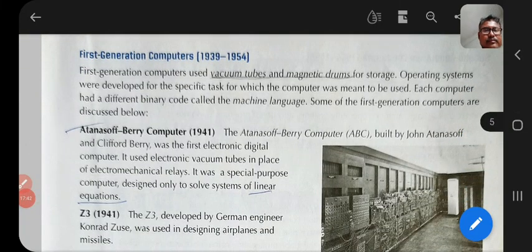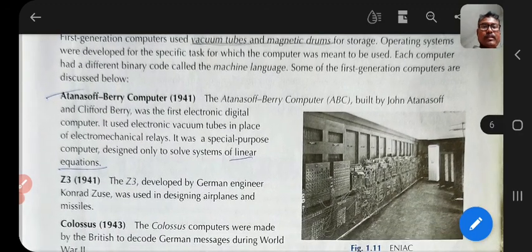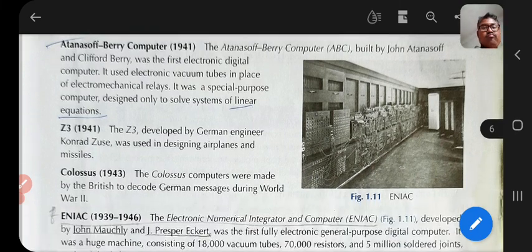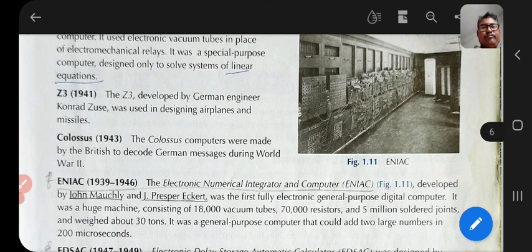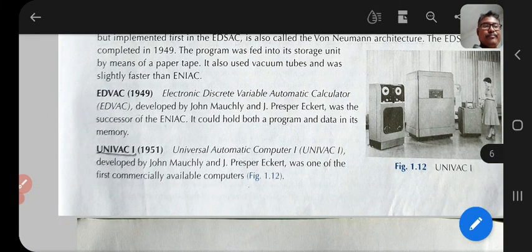After this, I will ask a few questions from the first generation of computers. What is the full form of ABC? Who developed G3 computers? Who developed Colossus? Who developed ENIAC? These are the questions at the end of the class. Again, I will ask you, and then you have to reply on that.